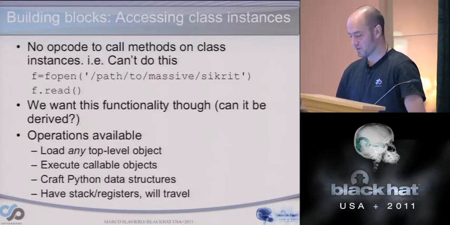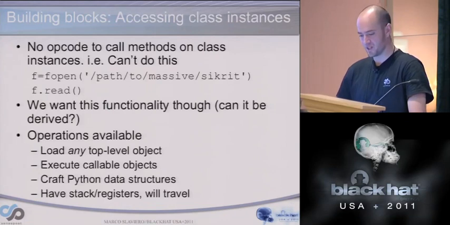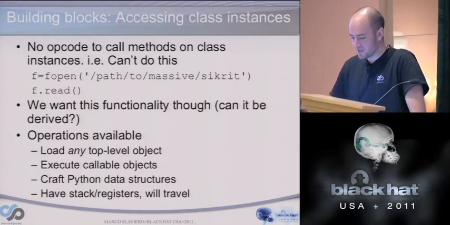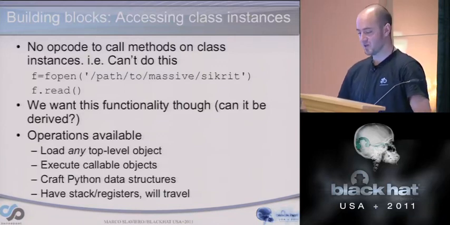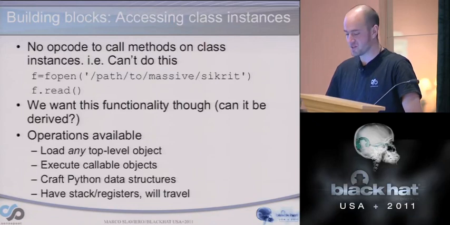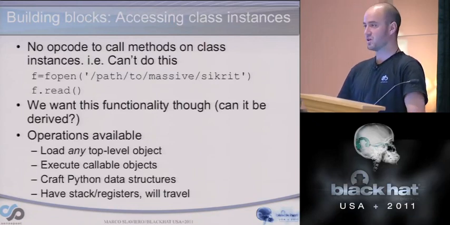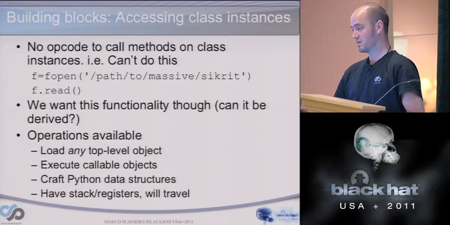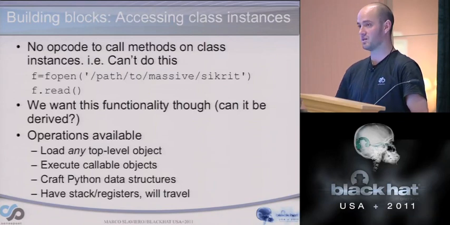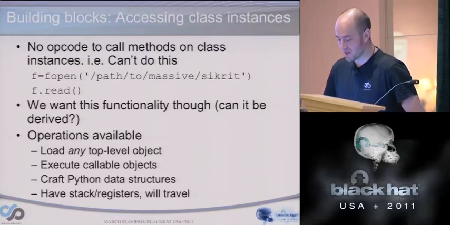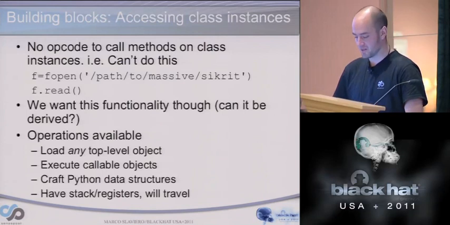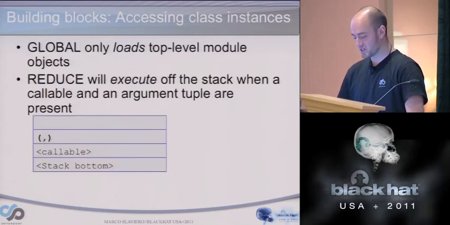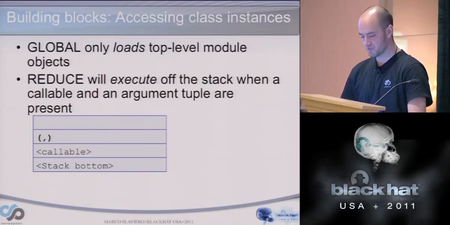In order to build the shellcode, we've got a few building blocks we need to get through. The first one is that we have to be able to call methods on class instances, and this is the problem. What those first two lines show you is that if we open up an object, for us to call f.read, a read method on that class instance, there's no way to do that in Pickle using Pickle opcodes. But we can get there, because we're able to load other objects and callables, and we can play with data structures. So the two instructions we rely on, again, are global and reduce.